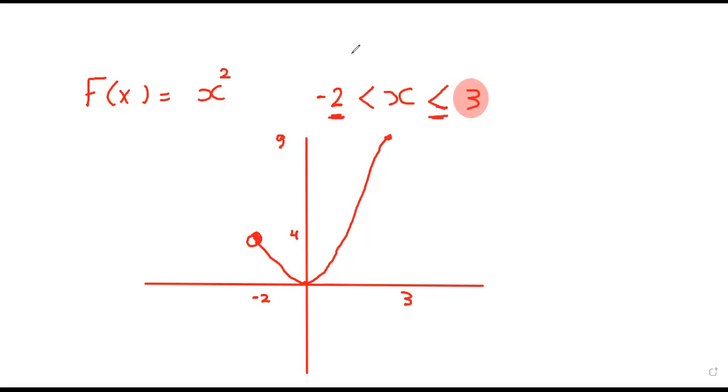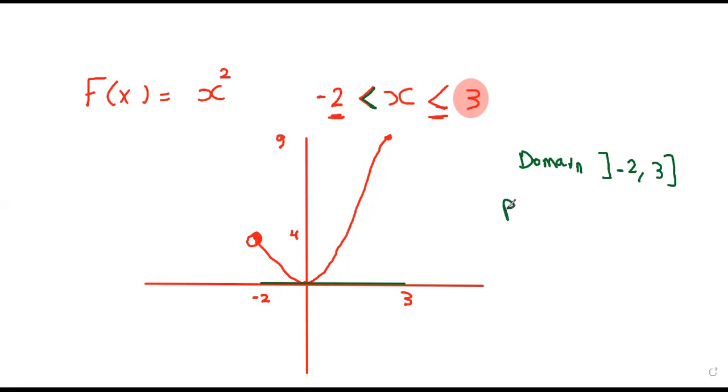What is the domain? The domain means, again, all values of x we can get. We can get all values of x from -2 to 3. Okay, so this is the domain. The domain is -2 open and 3 closed. -2 open. Why? Because it's more than -2 and not equal to -2.